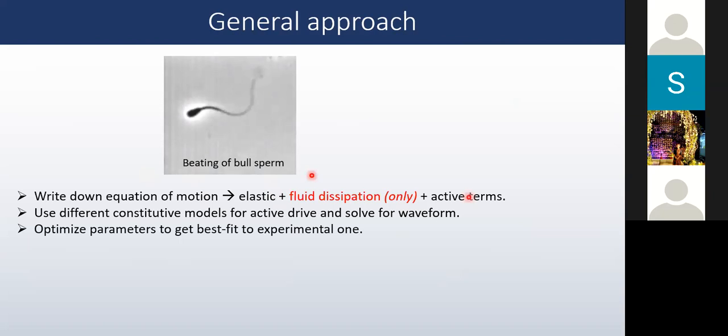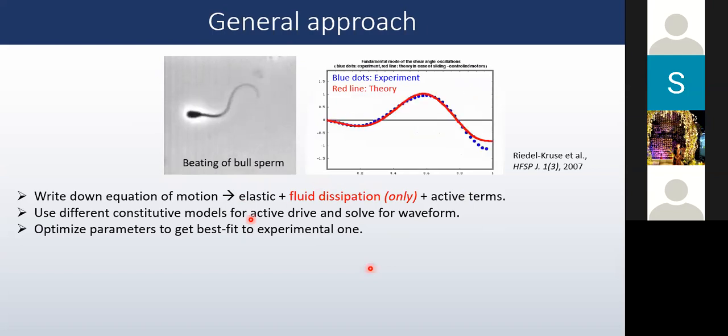They approximate that the elastic term should be something like Hooke's law, and fluid dissipation should be related to the velocity of the filament. The thing they don't know is the active terms. So what do they do? They write constitutive models for this active drive, and then they solve for the waveform and optimize parameters in this model to get the best fit to the experimental one. Like in this case, the blue dots are the experimental filament, how the beat is changing with time, and the red is the theory to it.